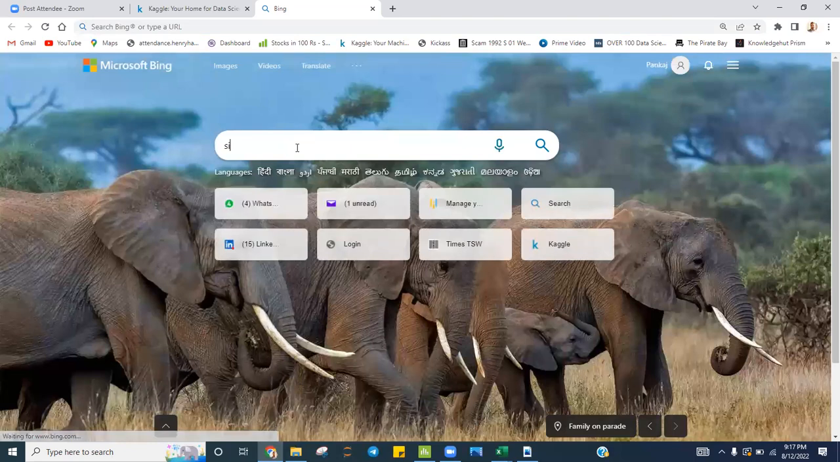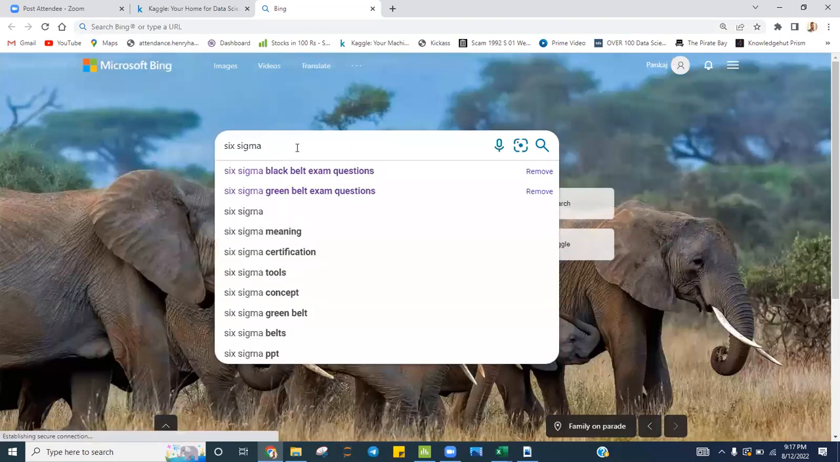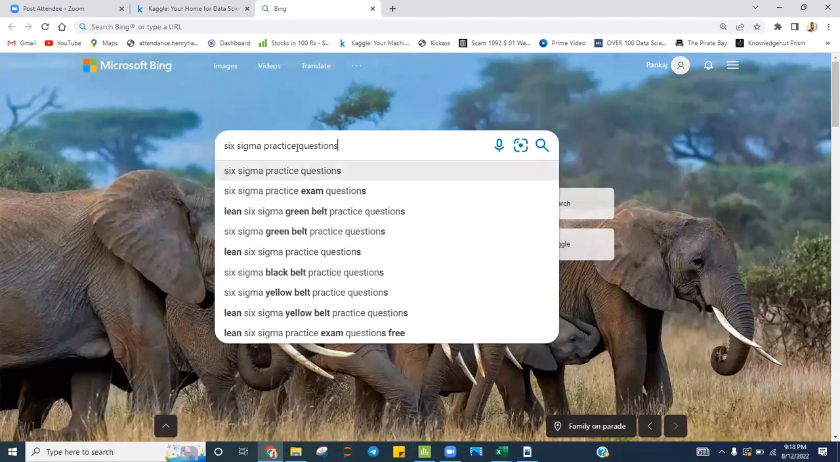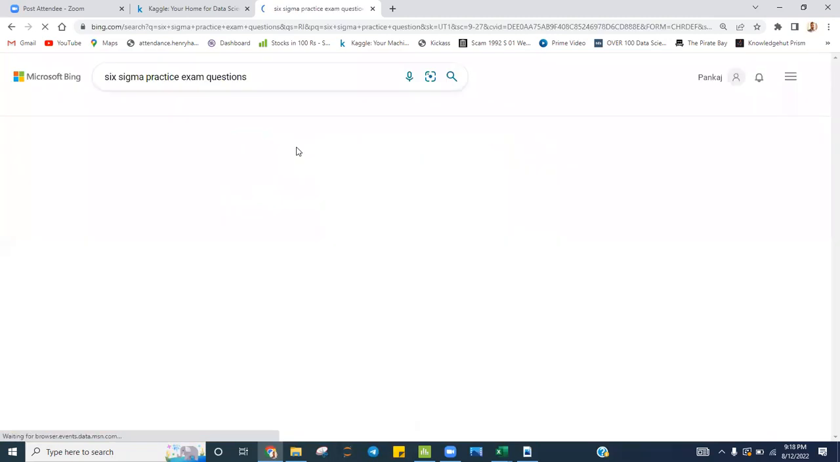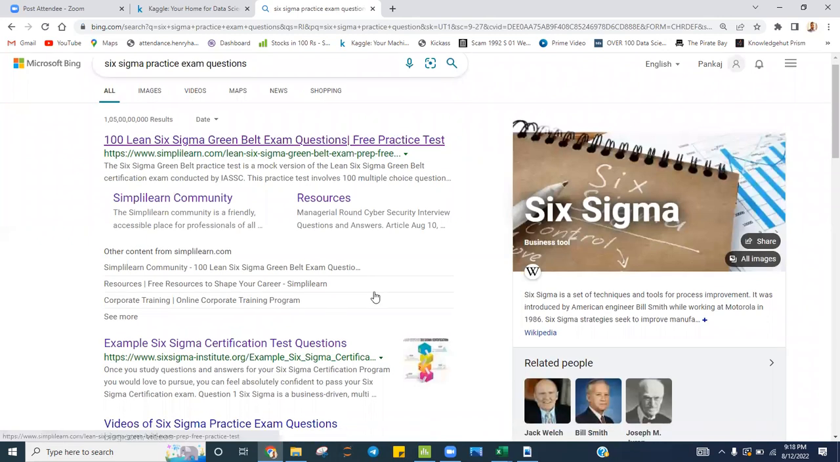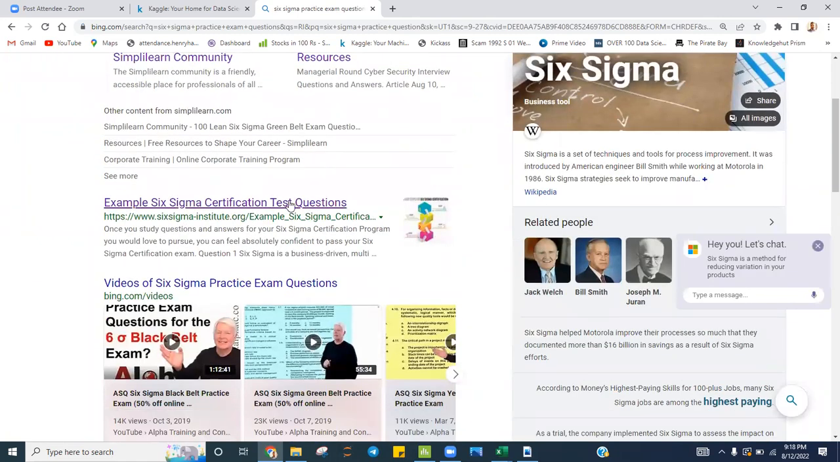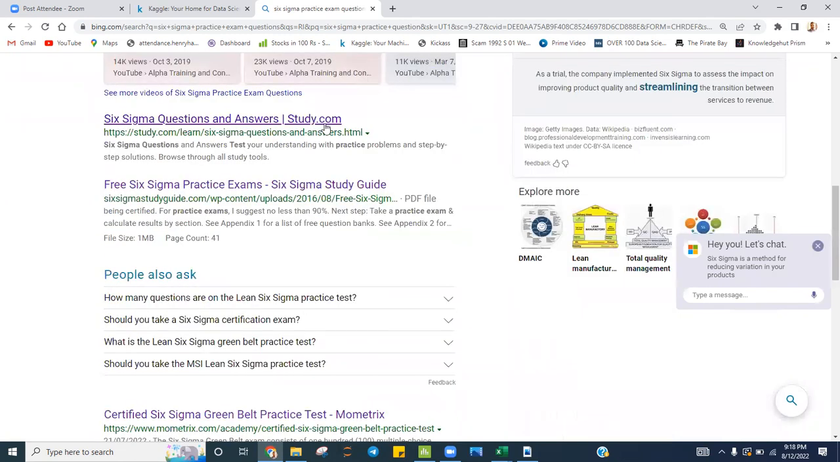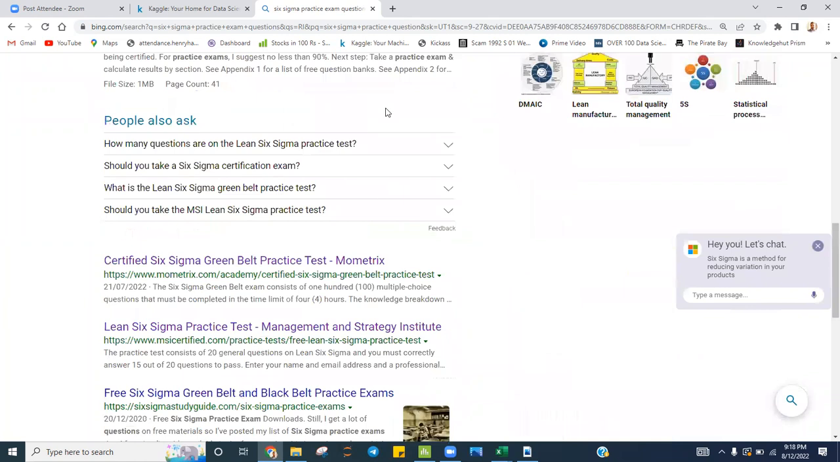You can search for Six Sigma practice questions on the internet, and you will get many websites. Like I'm searching Six Sigma practice exam questions. So you have the Simplilearn 100 exam questions. You have this website, Six Sigma Institute examples, Six Sigma certification test, study.com, Six Sigma study circle, and many of the websites are there, which will help you.